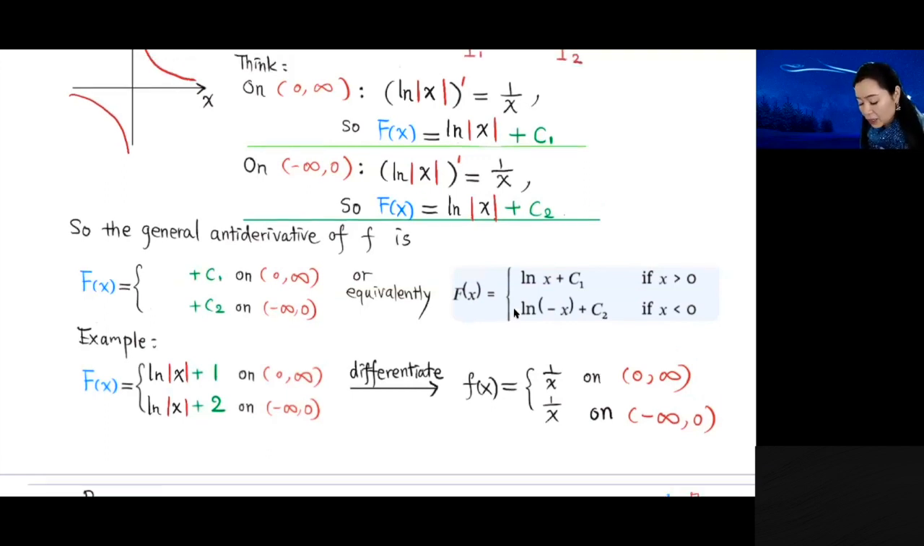So what's the most general antiderivative of the function then? The most general antiderivative of 1 over x is going to be ln of the absolute value of x plus c1 on this interval, and then ln of absolute value of x plus c2 on this interval. So you can have c1 and c2, two different constants. And when you differentiate that, you will get this.